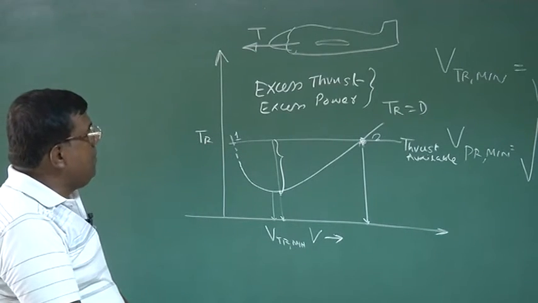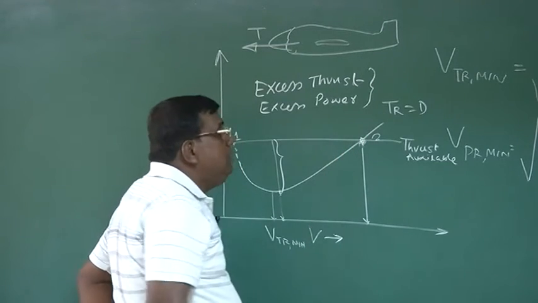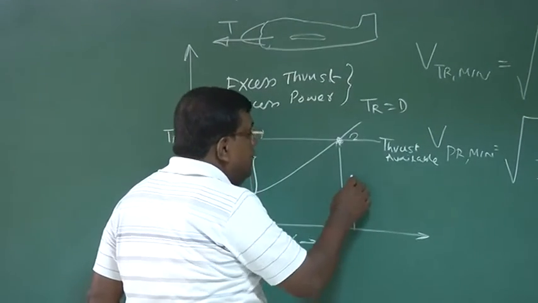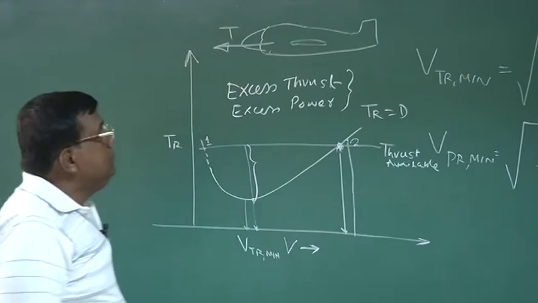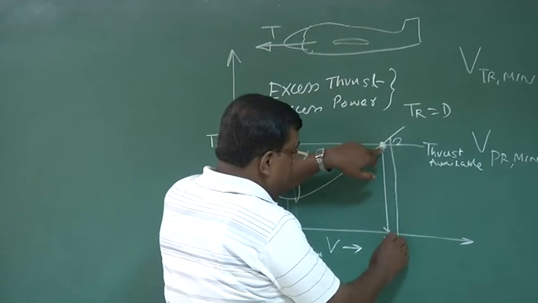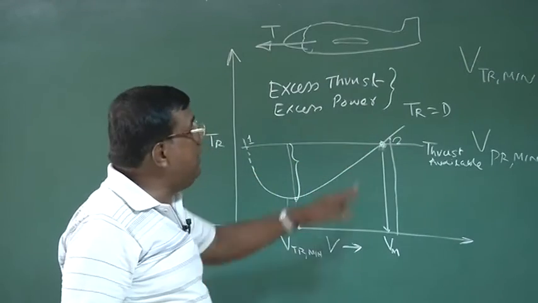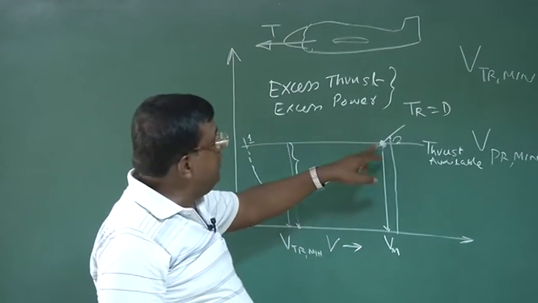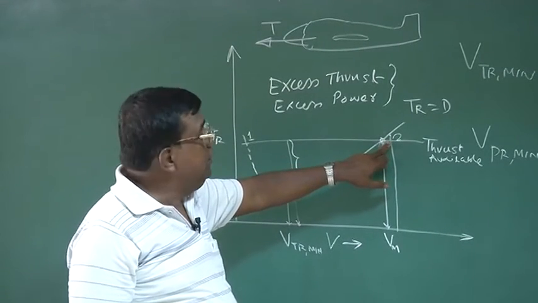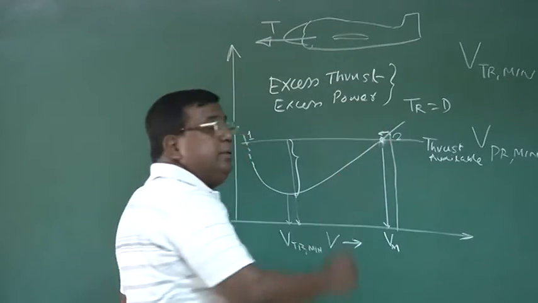But before we go to that, let us ask a question. Let us say the airplane was flying at this point 2, and because of certain reason, the velocity has increased. Is this clear? Suppose it was flying at speed, let's say I call it Vm, and because of certain reason, the velocity has suddenly increased. What does this graph tell you? The moment the velocity increases, you could see now the drag is more than the thrust available from the engine. So it will automatically decelerate. So it will have a tendency to come back to this point.